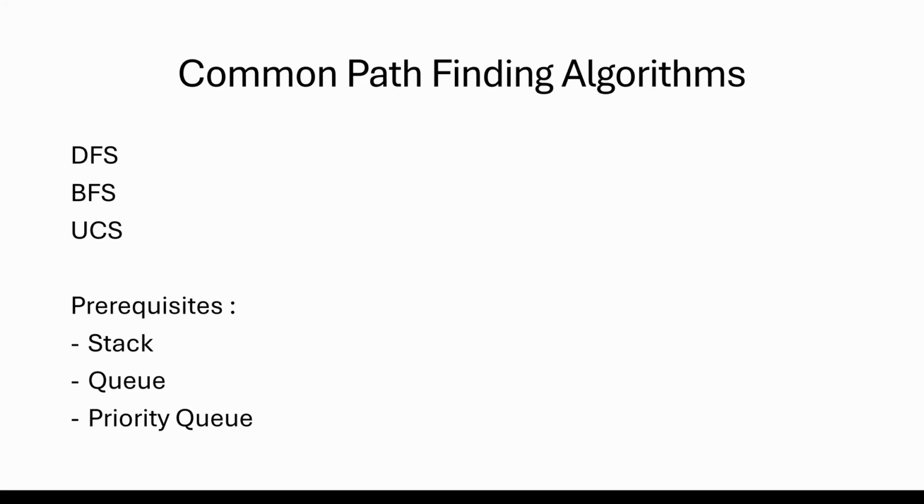I'm going to go through some common pathfinding algos that I've been exposed to in the past. Some of these algorithms which I'm going to go over are DFS, BFS, and uniform cost search. And the assumption is that I assume you know what a stack, a queue, and a priority queue is.